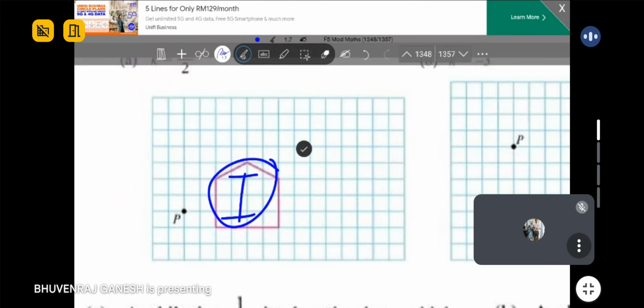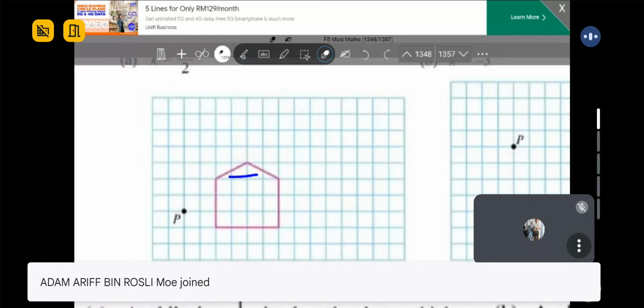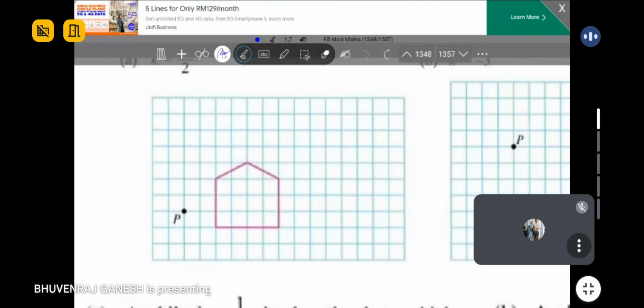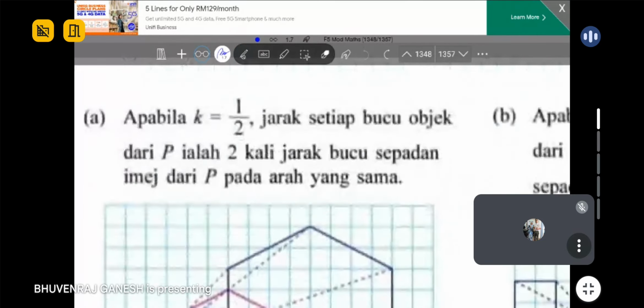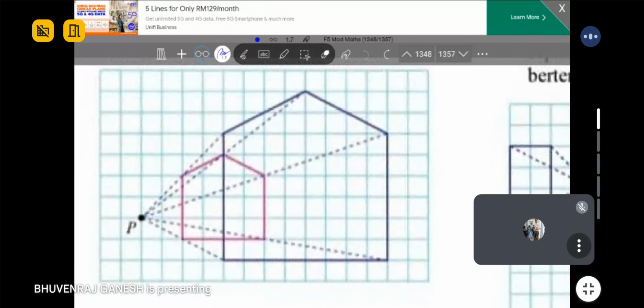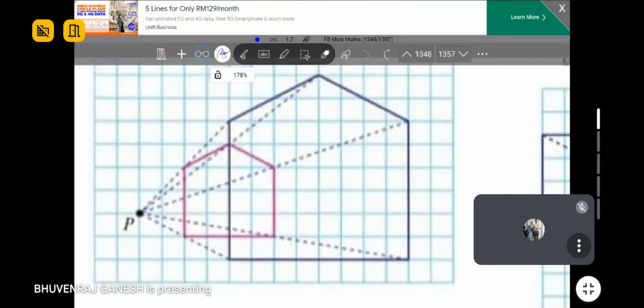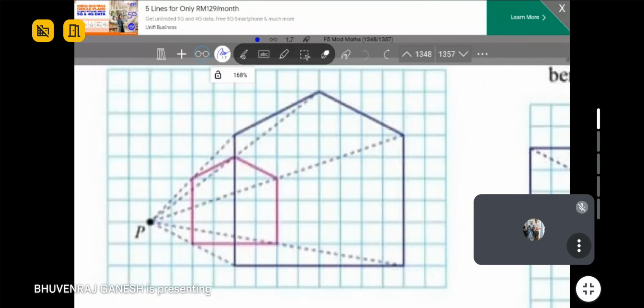Okay, so you must get back the object. For this question, since the process is reverse, the object will be larger. You will get a larger object. Can you all see it, guys? So this is your object. It will be enlarged. It'll be magnified.